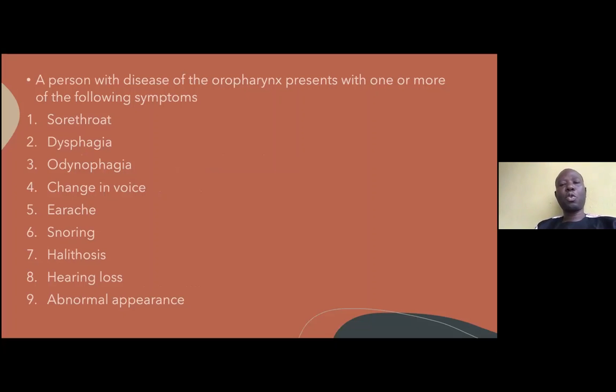So a person with disease of the oropharynx presents with sore throat, dysphagia. So all this in taking your history and direct questions, you have to go through all this: sore throat, dysphagia, odynophagia. Dysphagia is difficulty in swallowing. And odynophagia is when swallowing causes pain. So that's the difference. Dysphagia is just basically when there is difficulty in swallowing, but with odynophagia, the swallowing will cause pain.